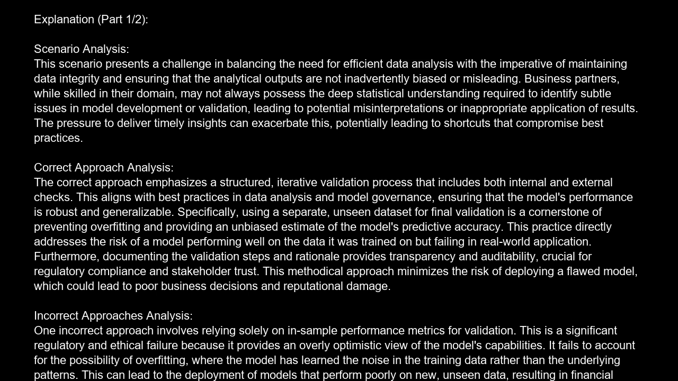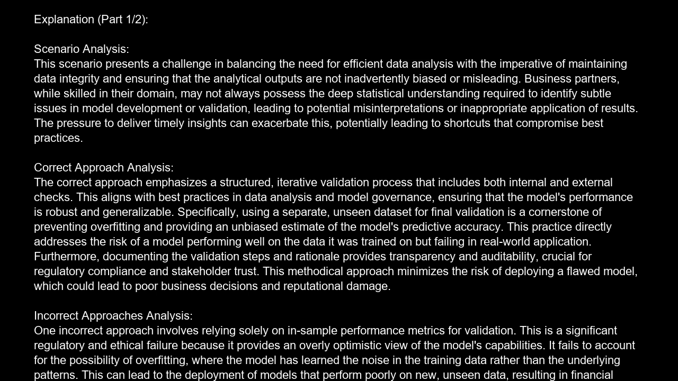Correct approach analysis. The correct approach emphasizes a structured, iterative validation process that includes both internal and external checks. This aligns with best practices in data analysis and model governance, ensuring that the model's performance is robust and generalizable. Specifically, using a separate, unseen dataset for final validation is a cornerstone of preventing overfitting and providing an unbiased estimate of the model's predictive accuracy.